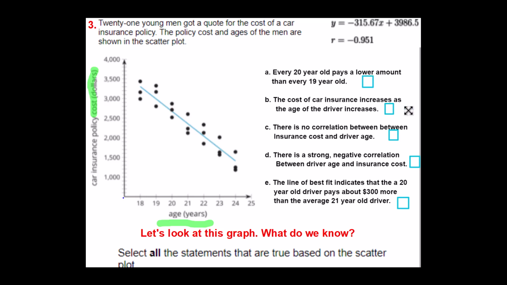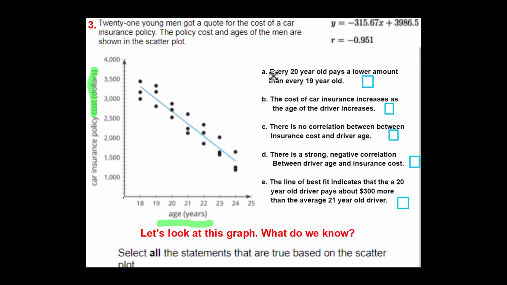Now, when it says every, this is where they're going to try to trick you. This word every is a qualifier that we want to really slow down and not just check one thing. We want to check every point. So we're looking at every 19 and 20-year-old. Does every 20-year-old pay a lower amount than every 19-year-old?